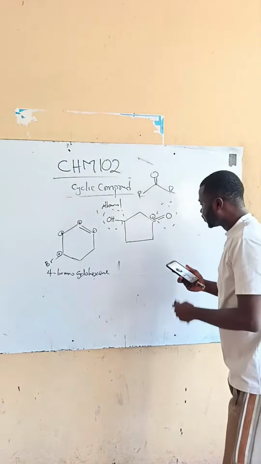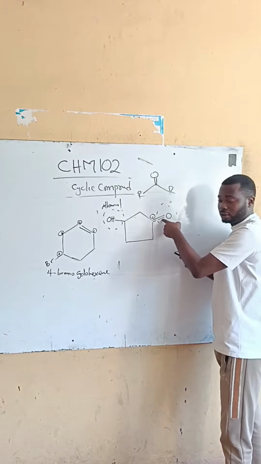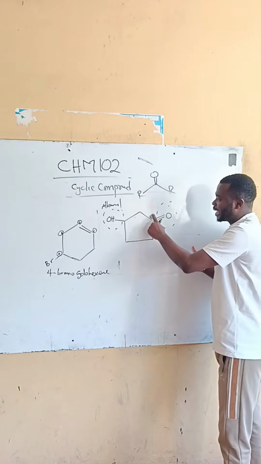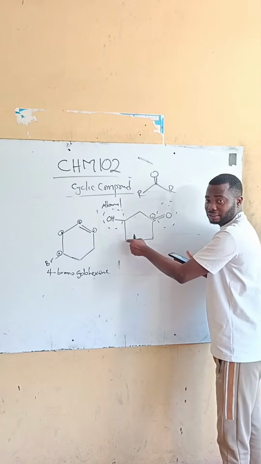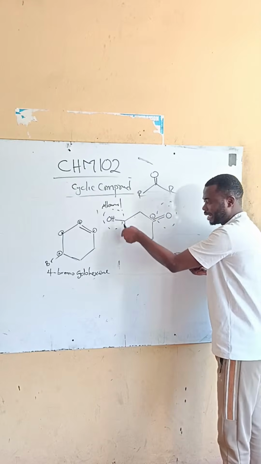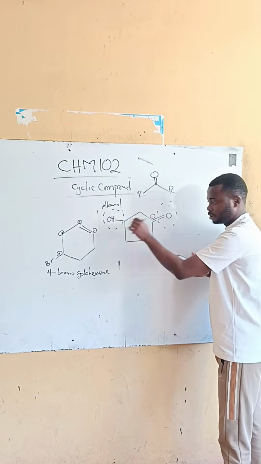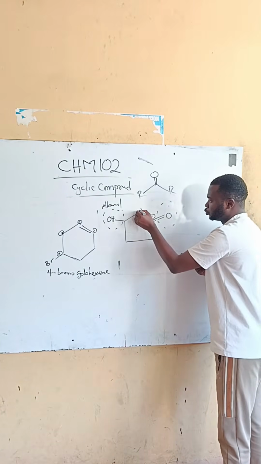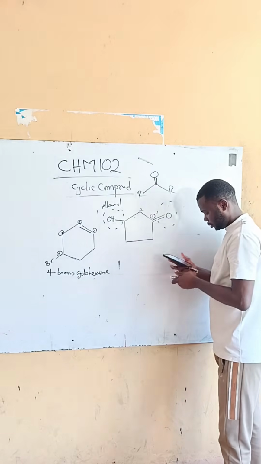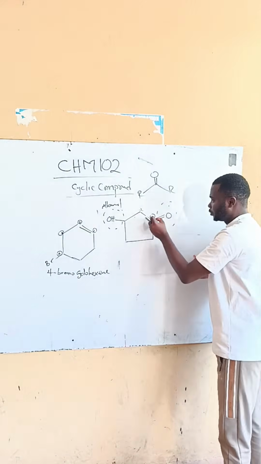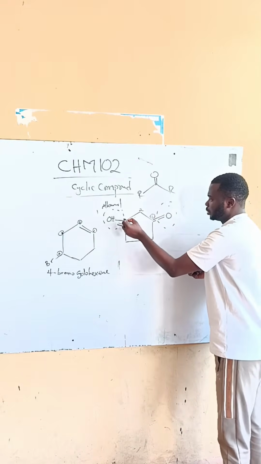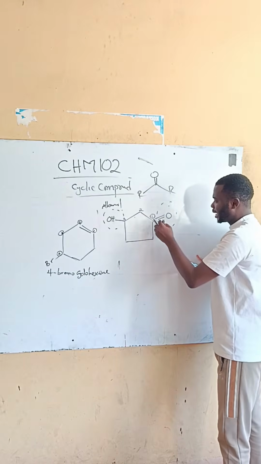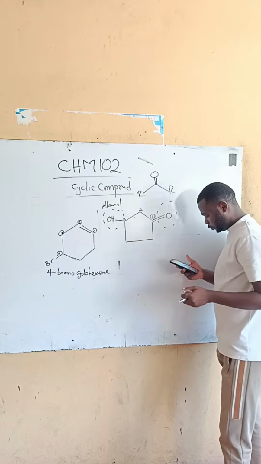So let's continue. This ketone is giving priority number 1. We all agree now. So this is 1. Now the question is, should I count this way, anti-clockwise, against the clock, or should I count clockwise? Let me use the letters. Should I count 1, 2, 3, or should I count 1, 2, 3, 4? Which one will be better?